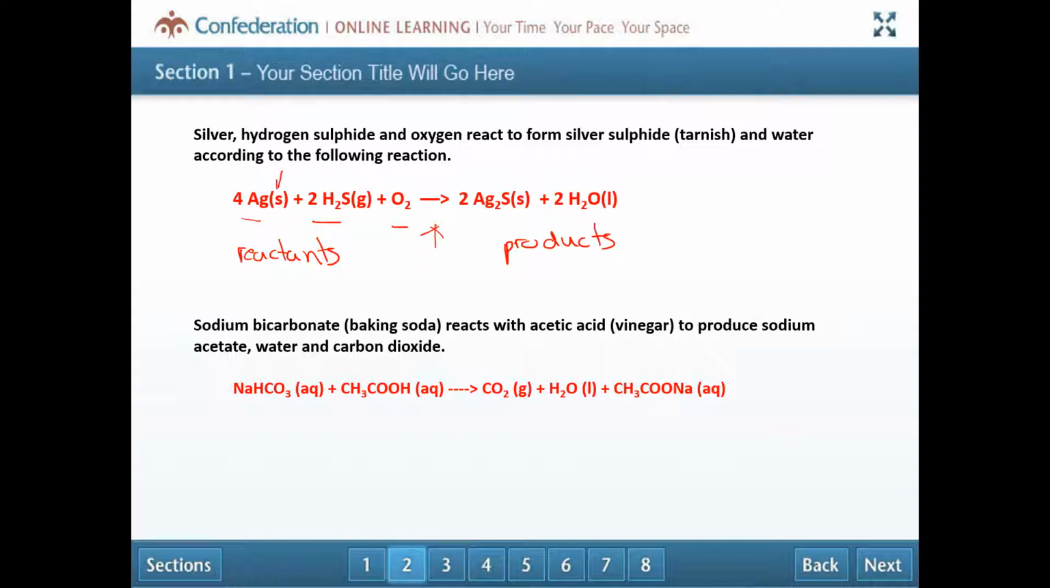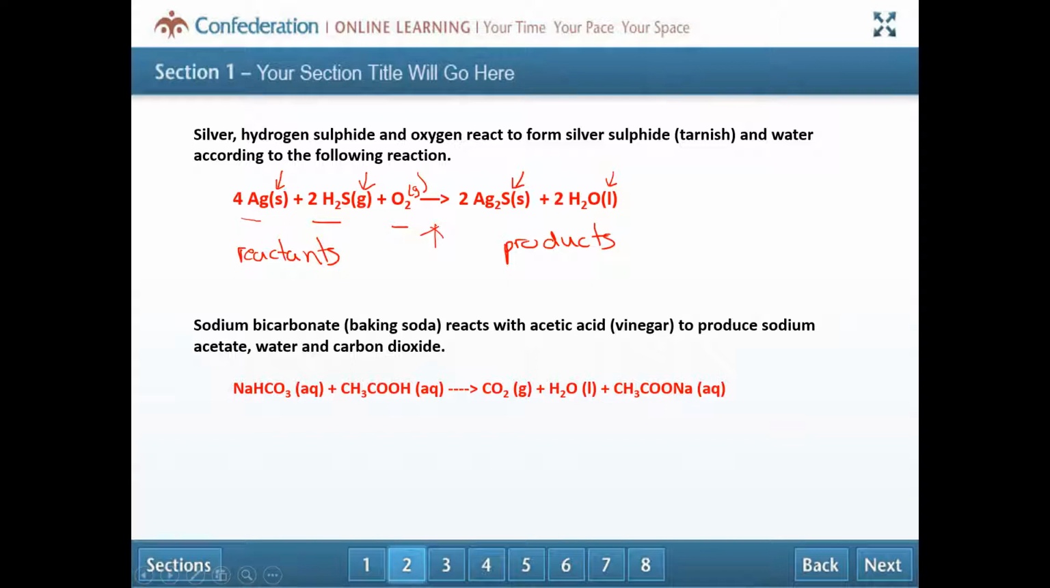We've got the silver was a solid, the hydrogen sulfide was a gas, the oxygen is a gas, and the tarnish that we're left with, the silver sulfide, is a solid, so that's the black stuff that's on the platter. And then liquid water was formed as well.